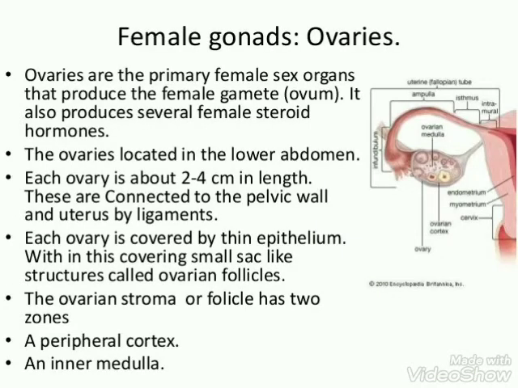First of all, we will study the primary sex organ or the female gonads known as ovaries. Ovaries are the primary female sex organ that produces the female gamete called ovum. They also produce several female steroid hormones. The ovaries are located in the lower abdomen. Each ovary is about 2 to 4 centimeters in length and connected to the pelvic wall and uterus by ligaments. Each ovary is an almond-like flattened body.